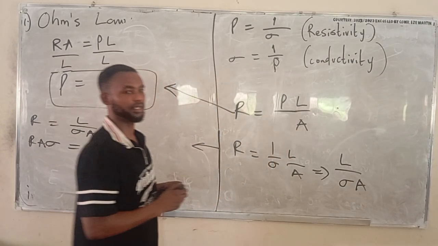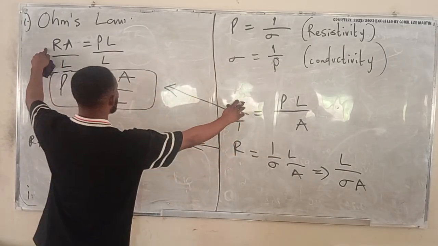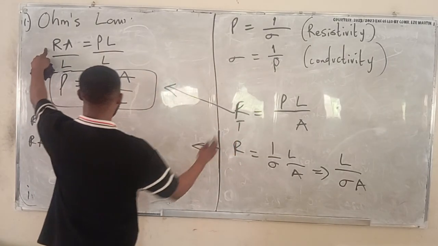You agree it's the same thing? If this comes here, it's RA and Sherry. Okay, you cross multiply.